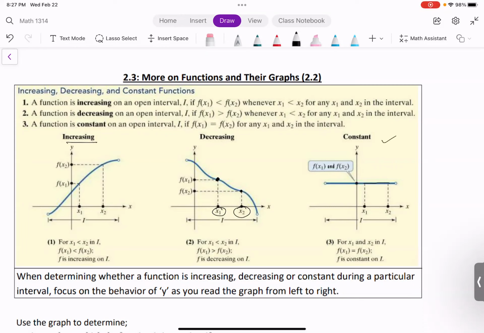Constant function, next one. You see x sub 1, x sub 2, all of them have the same y value. That means y keeps the same. I don't care what the x value is. This is constant.